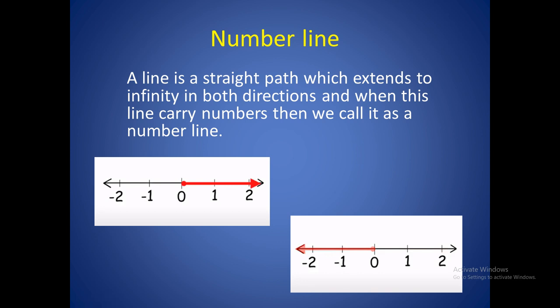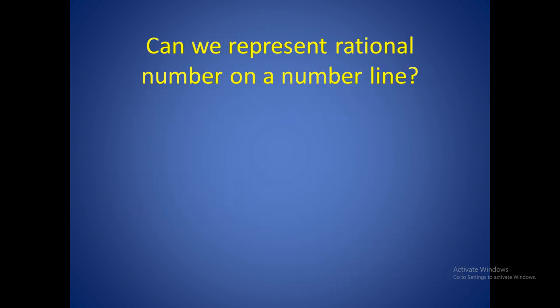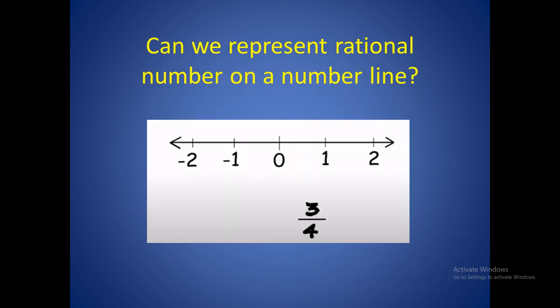Now in class 7 we will read, can we represent rational numbers like 3 upon 4 on a number line? So this is a rational number 3 by 4. Then where will be its position? Where will this 3 by 4 be located on this number line?